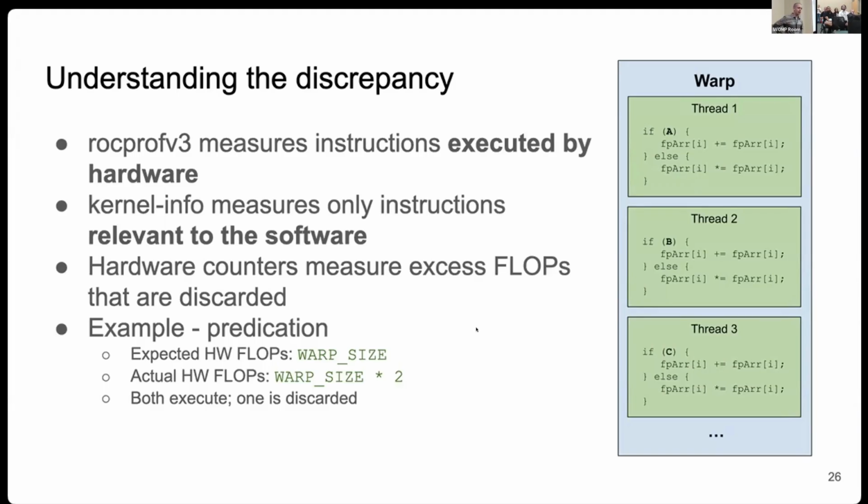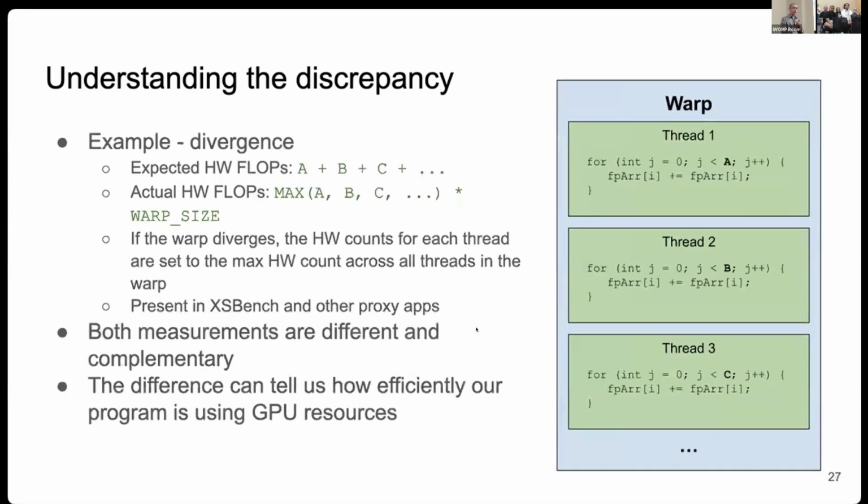So take the following work. We have a bunch of threads, all with if statements. Each branch of the if statement has a separate floating point operation, and all these conditions are expected to diverge at some point. So we would expect this count to be the warp size, but instead what we get when we run rocprof is the warp size times 2. This is because for each thread, 2 floating point operations are being executed and 1 is being discarded. So this is something called predication, and the GPU does this to make it faster, again, to avoid divergence. It makes it faster, but it does increase the count.